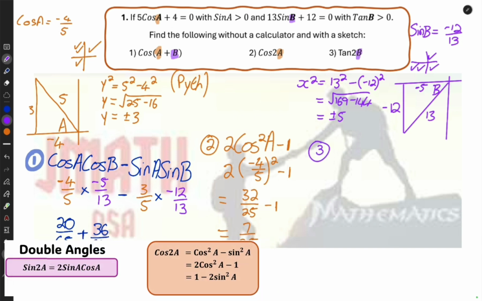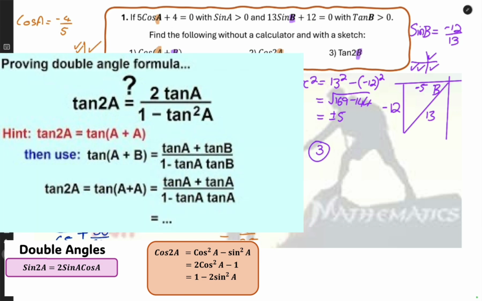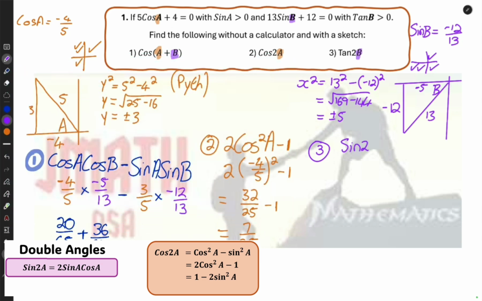Once again, my triangle is for a single B. The question is for a double angle B. But because it's tan, I don't know the double angle for tan. There is one at university level, but it's very complicated. So I'm just going to change this to sine 2B over cos 2B.